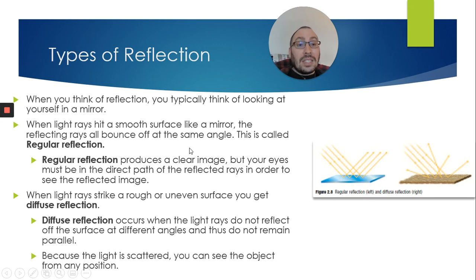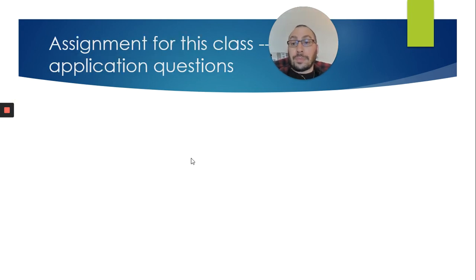Because the light is scattered all over the place, you actually see objects. You can see objects from any position. So think of your countertop. I'm looking at my countertop right now. I'm not going to show you because it's really messy, but I can see it's a brown countertop, and that's because the light rays are reflecting all over the place.